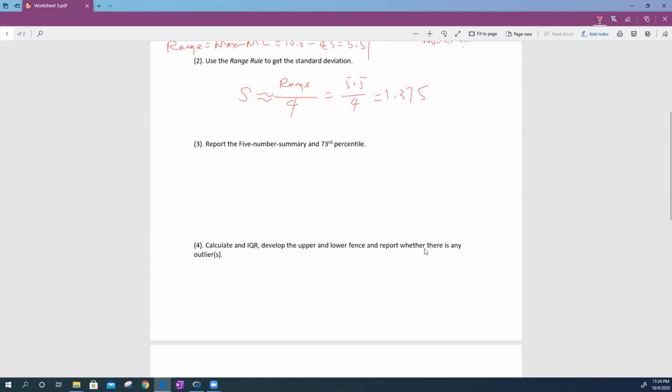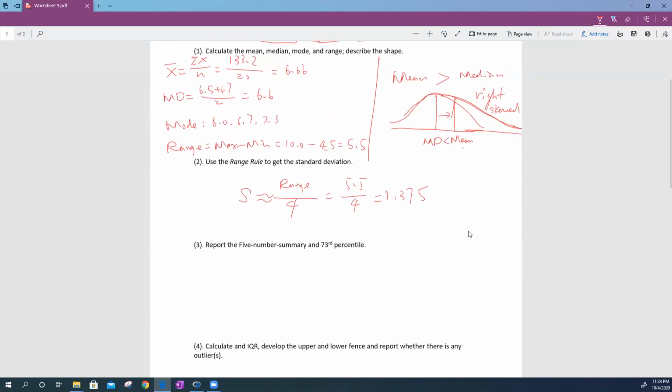And we want to report the 5-number summary and then the 73rd percentile. For the 5-number summary, we have Q2, which is the median, the 50th percentile. So we have that already, which is 6.6. And let's find Q1. So for Q1, that is P25. So we want to look at the position. That's 25% times n, which is 0.25 times 20. So 0.25 times 20 gives us 5, which is an integer.